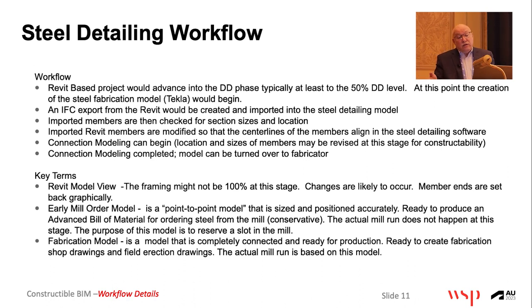In today's day and age, that's the facts of life. You want heavy steel that they roll infrequently, you better reserve a spot. Of course, maybe even reserve a price, but that's not my business. That's the fabricator. So, early mill order model without connections. The actual mill run doesn't happen at that stage. The fabricator's final model is the connected model, with the connections in there. They call that the fabrication model. Completely connected, okay? So now that I've confused everyone more, let's move on.